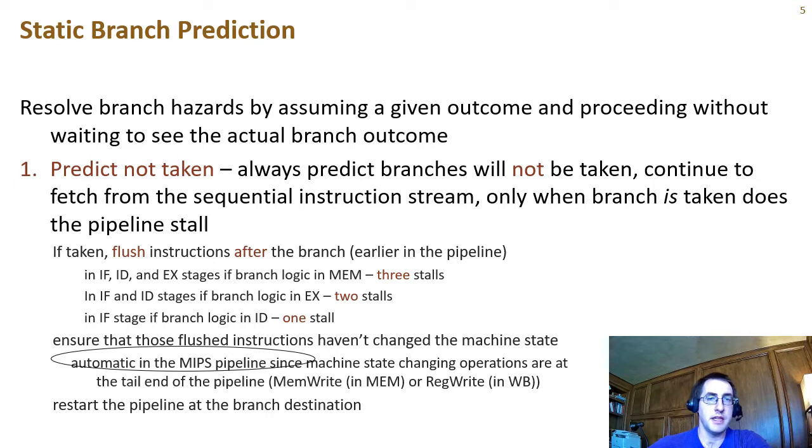Also, what's automatically done in the MIPS pipeline is that the instructions that get squashed have not changed the processor state yet, because all of the processor state updates happen in the mem stage and the write back stage, so the fourth and fifth stage of the pipeline. So you can squash instructions in the first 3 stages without having any side effects in the processor state.